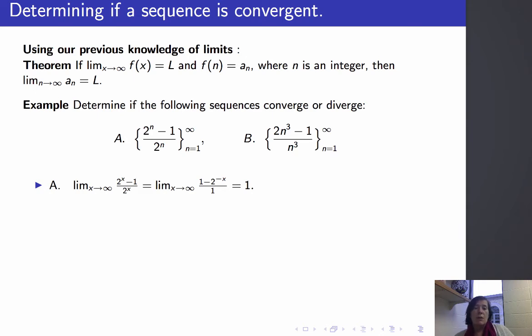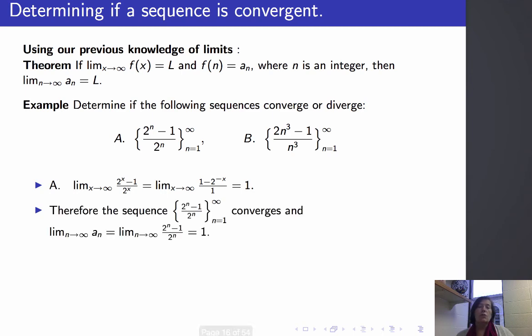If I can replace the n by an x in this way and calculate the limit, then I can get the limit of the sequence. So the limit as x tends to infinity of (2 to the x minus 1) over 2 to the x should be the limit of my sequence. And I know how to cope with this from Calc 1. I divide numerator and denominator by 2 to the x, and I get the limit as x approaches infinity of (1 minus 2 to the minus x) over 1, which is 1. So my sequence converges to 1.